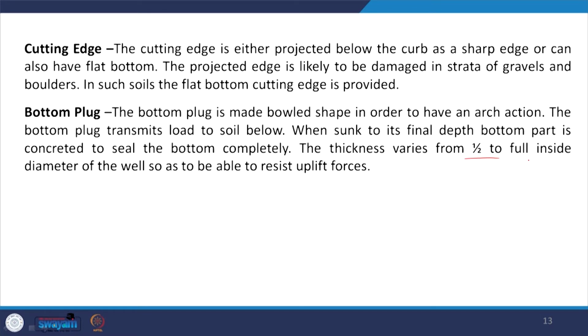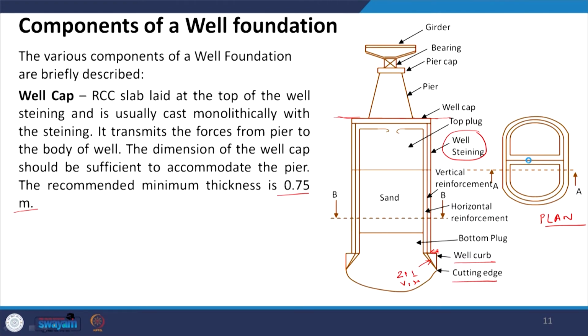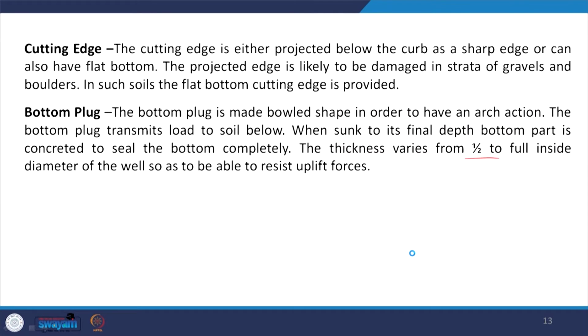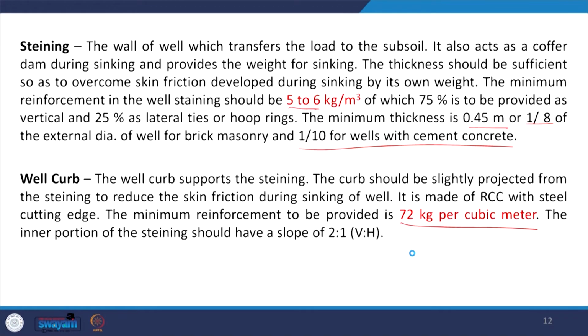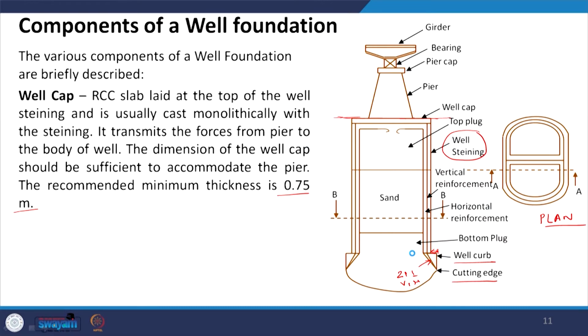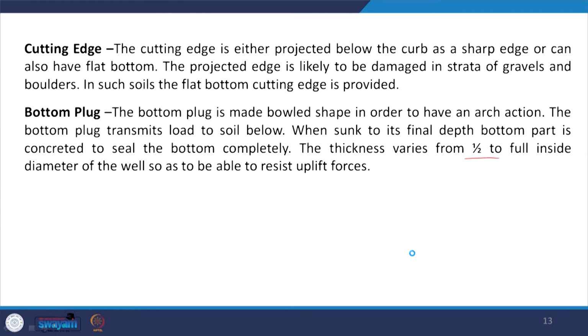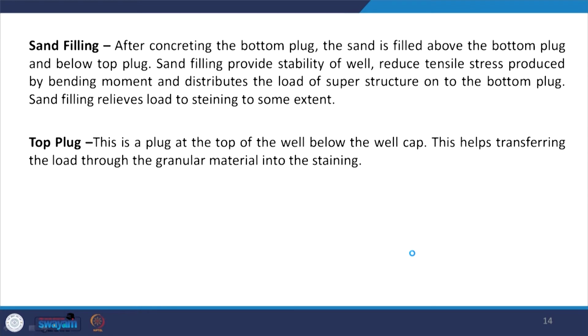Now, the issue is this: what should be the thickness of the bottom plug? So, this is the bottom plug, and the bottom plug should be thick. How thick should it be? It could be half to full inside diameter. So, whatever inside diameter of the well you have, at least half of that diameter, that is the radius of the well, or more than that should be there, so it is able to resist the uplift forces. Then sand filling. After concreting the bottom plug, the sand is filled above the bottom plug and below the top plug.